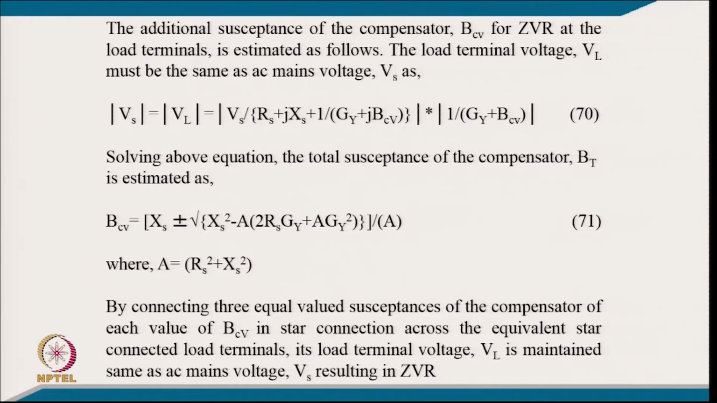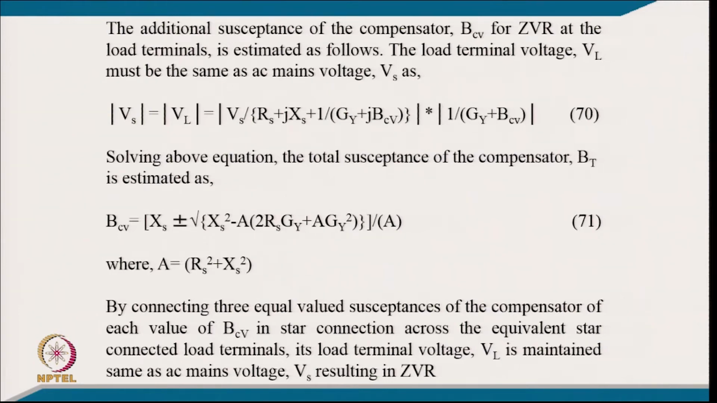Solving the above equation, the total susceptance of the compensator B_CV can be calculated as B_CV = X_S plus or minus the square root of X_S^2 times (A minus 2 R_S G_y plus A^2 G_y^2), divided by A, where A = R_S^2 + X_S^2, from the source impedance. By connecting 3 equal valued susceptances of the compensator, each of value B_CV, in star connection across the equivalent star connected load terminals, the load terminal voltage is maintained the same as the AC source voltage, resulting in 0 voltage regulation.